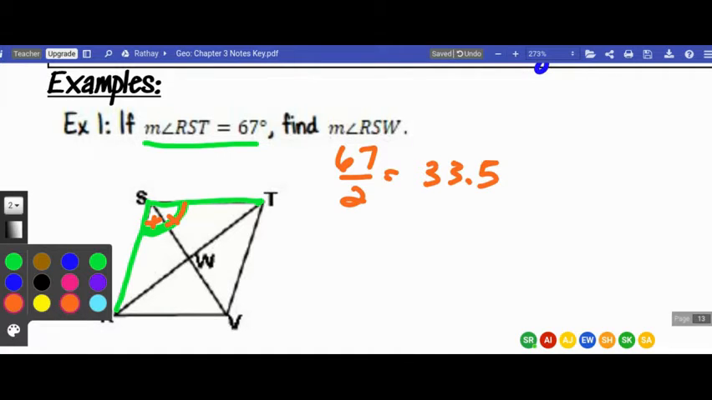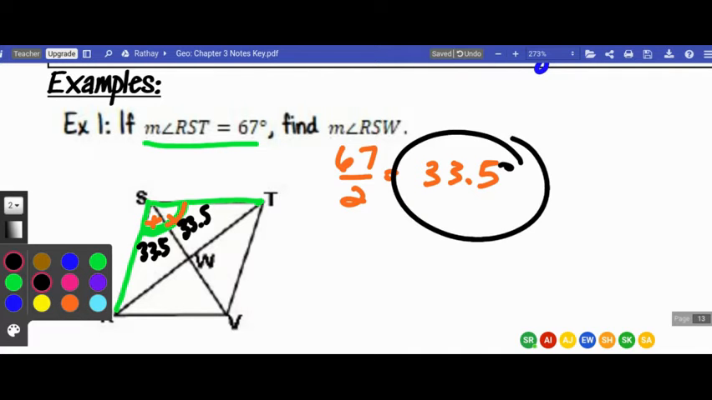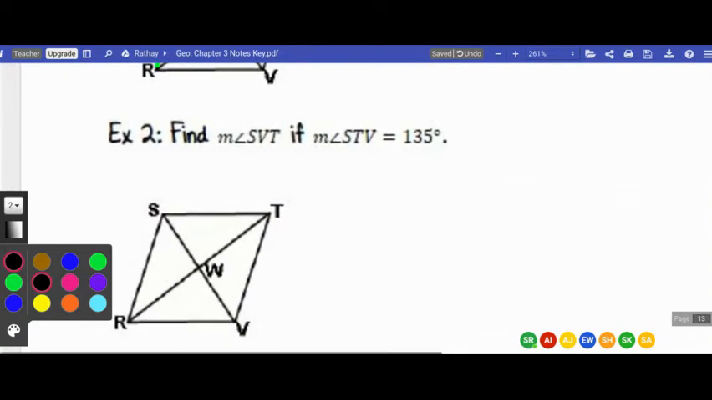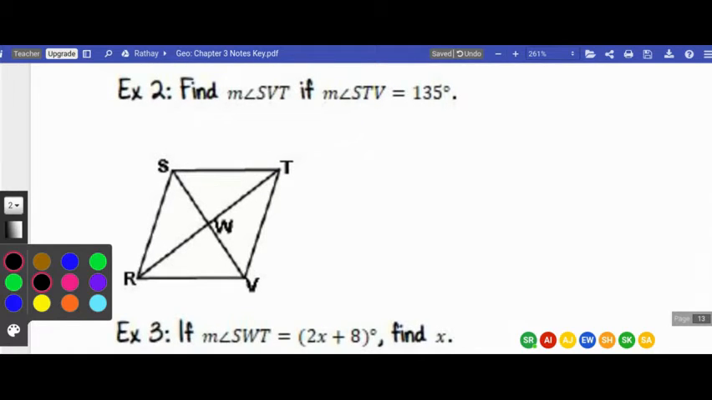So each half of that angle has to be 33.5. And that's what they're asking for. They want RSW, 33.5 degrees. So the next example, we want to get SVT. SVT is down here. That's what we're looking for.